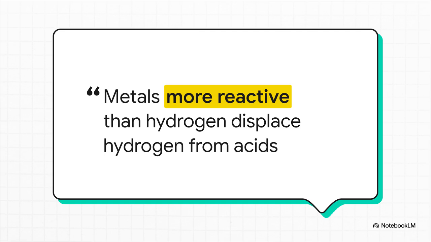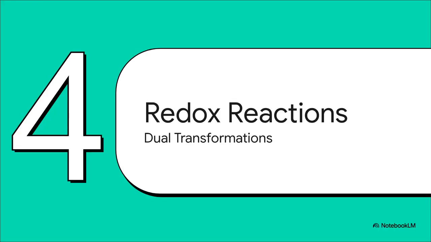Hydrogen. Any metal sitting above hydrogen on that reactivity list, like zinc or iron, will attack an acid, steal its place, and force hydrogen gas to bubble away. But if you look at metals below hydrogen, like copper or gold, they will just sit in that acid completely unharmed, no reaction. This one single rule dictates exactly how we safely store dangerous chemicals and which metals we choose for our critical infrastructure. That brings us to Section 4, Understanding Redox Reactions, diving into dual transformations.